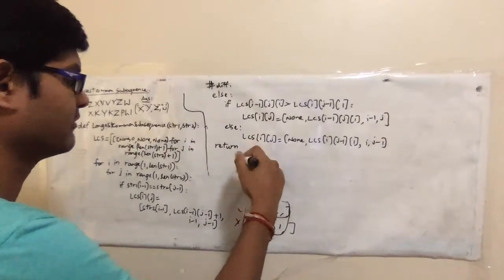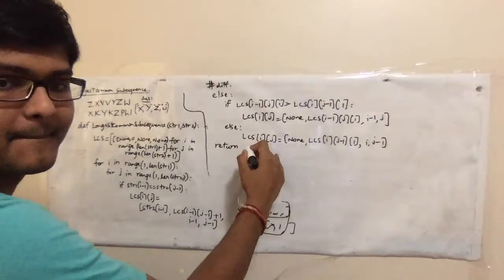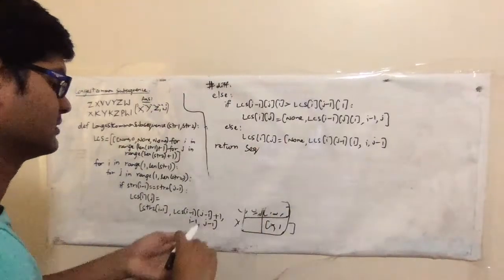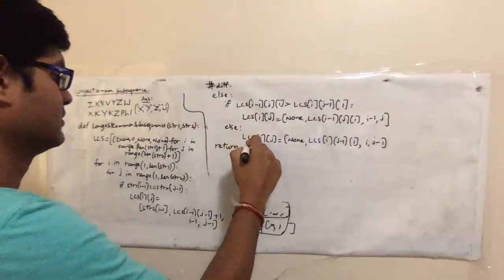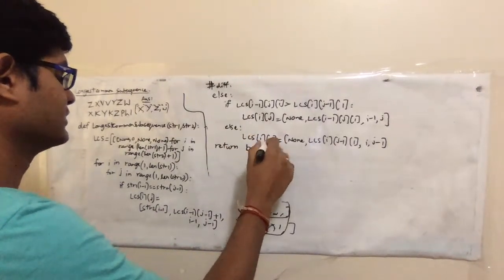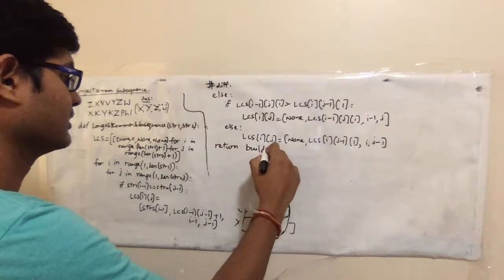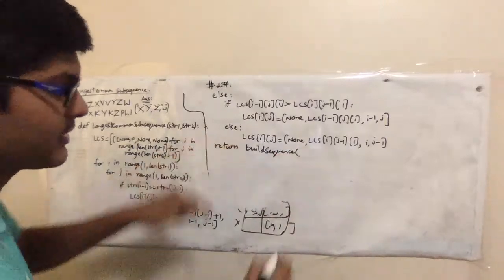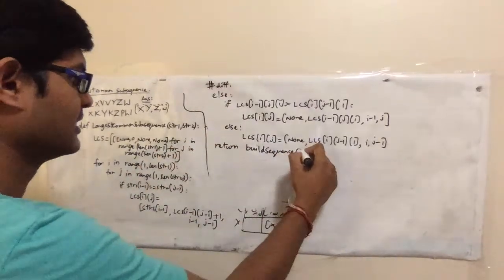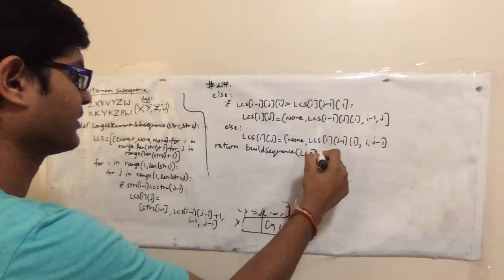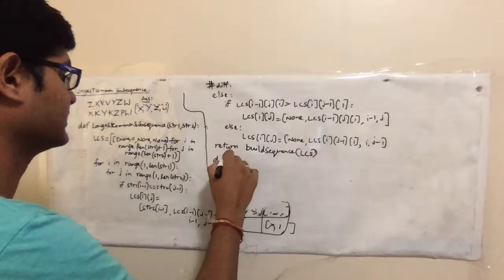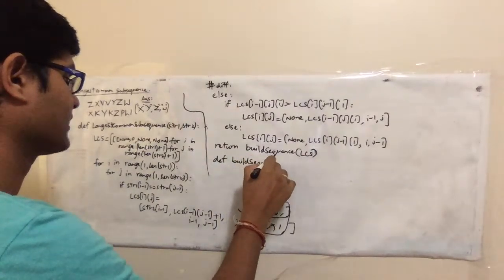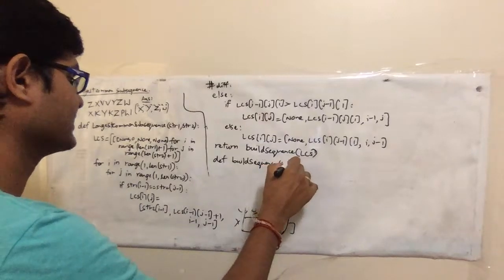So I will call something like return sequence, or build sequence. Build sequence is a function which I will write shortly. What will it take? It will take the LCS, the input two-dimensional array. We will define this def build sequence, which takes this LCS.